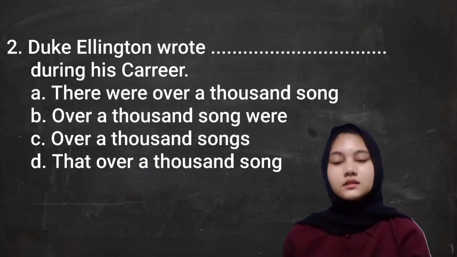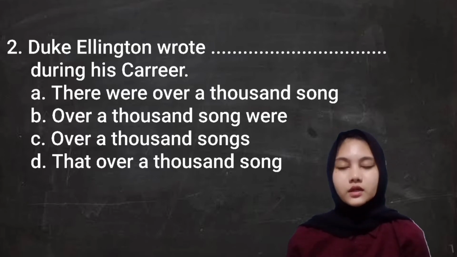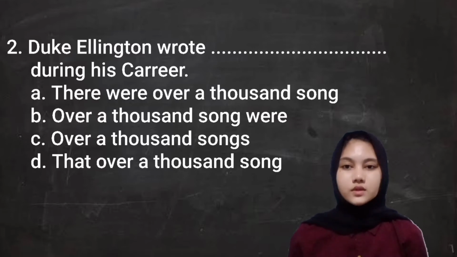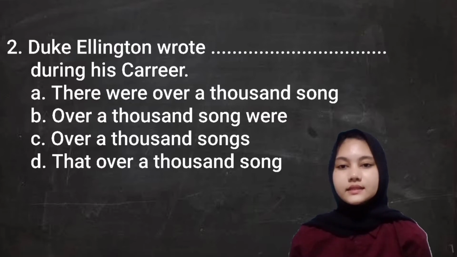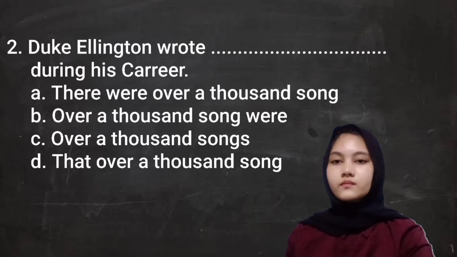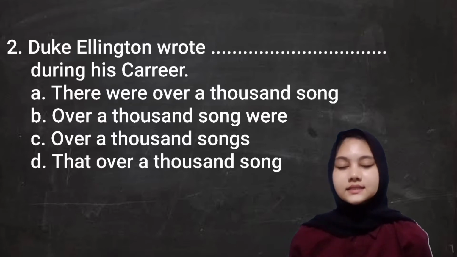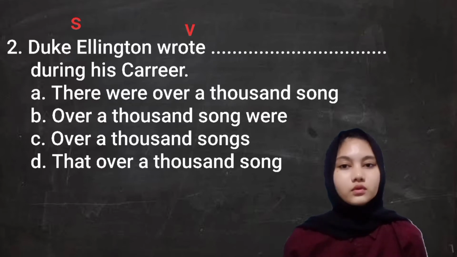Another example, Duke Ellington wrote blank during his career. A. There were over 1,000 songs. B. Over 1,000 songs were. C. Over 1,000 songs. D. That over 1,000 songs. The subject is Duke Ellington and the verb is wrote. There is already a subject and a verb here. It is using the verb wrote.